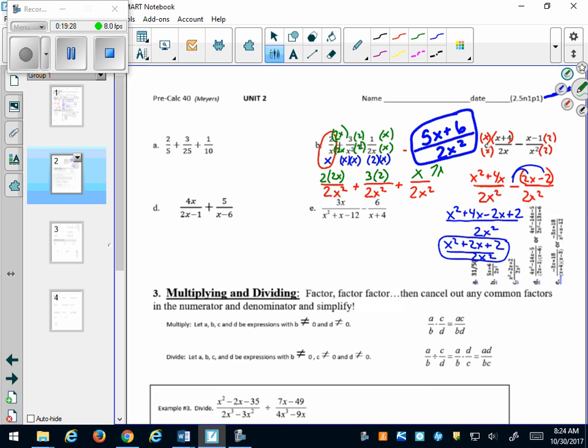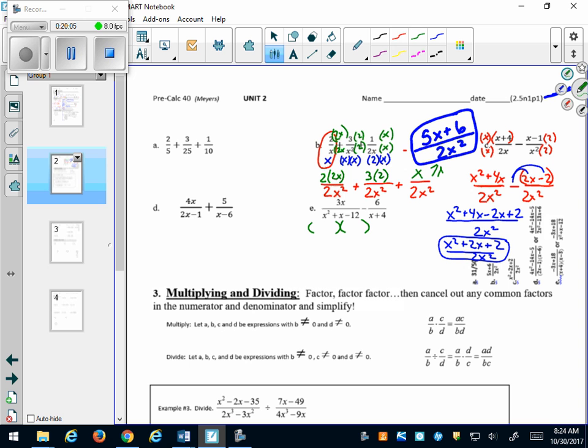X squared plus x minus 12. What do we have to do before we can figure out what the common denominator is? What do we have to do first? Factor. Right? You cannot figure out how things get multiplied together unless you break it down first. Right? So first thing we're going to do is factor. This is why we don't bother doing boxes and x's if we can help it. This will take you so much longer.